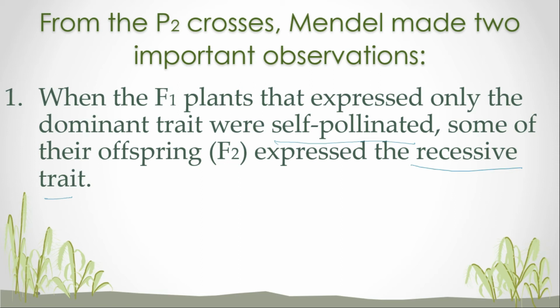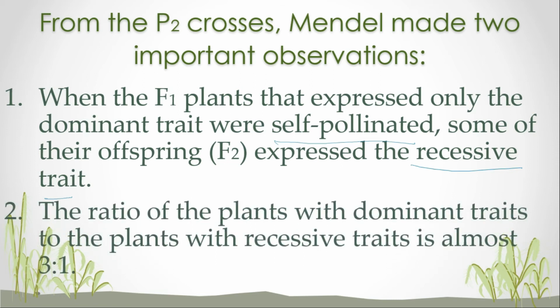Diba? Dun sa first filial generation, puro purple lang. Then, nung nag-self-pollinate siya ng mga purple na yon, nakita niya na yung white na flower. Nakita niya na yung recessive na traits of that plants. So, the ratio of the plants with dominant traits to the plants with the recessive traits is almost 3:1. So, 75% ang may dominant traits and 25% ang may recessive traits. So, yun yung kanyang observations.